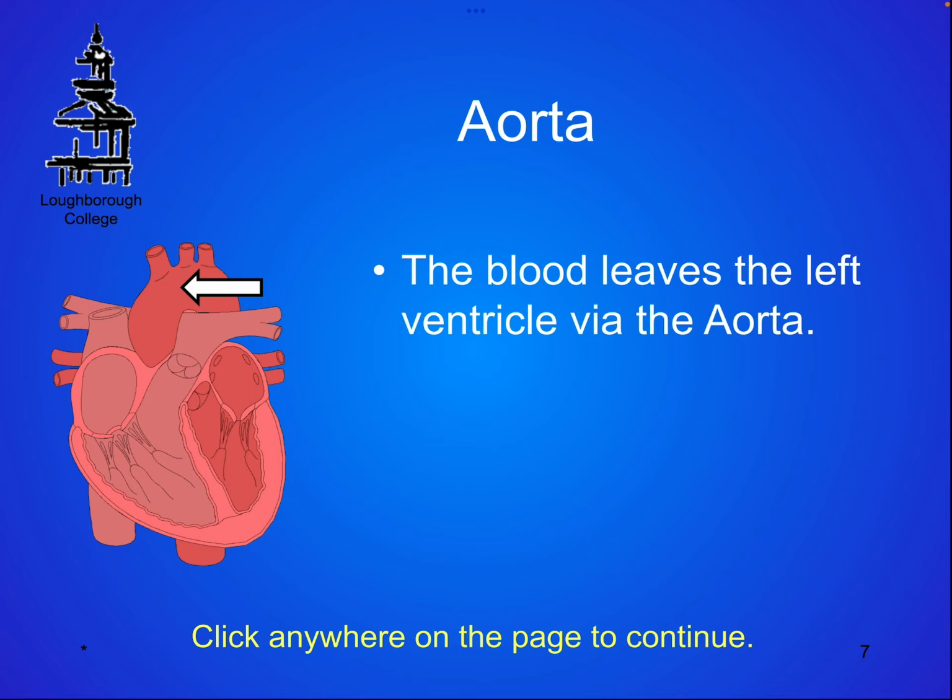We then have the aorta, which is a massive blood vessel that we'll come across later on as well, which leaves the left ventricle, and it carries the blood either to the top part of the body, and that's why it has the 3 little vessels leaving at the top of the aorta, known as the aortic arch, or to the rest of the body right down to your toes, and it feeds off from the aorta to all the main organs within your body. So it's a really important blood vessel, really important artery.